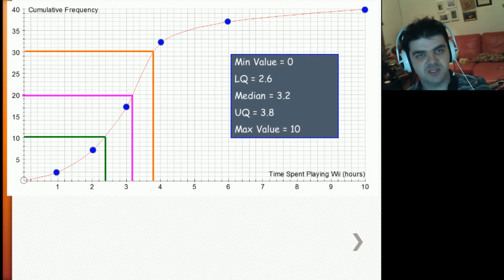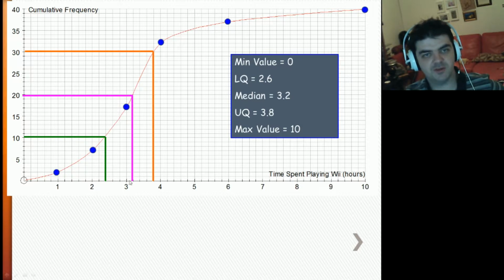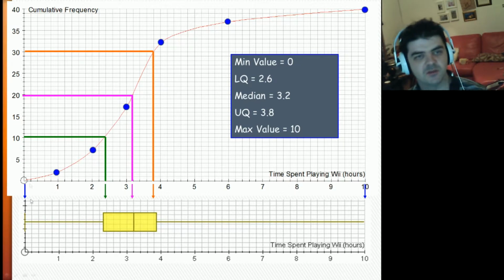Okay, so this is what our previous one looked like. And look, we had a minimum value of nothing and a highest value of 10 hours. We had a median of 3.2. We had a lower quartile of 2.6 and an upper quartile of 3.8. Our box and whisker plot looks like this. It's drawn on graph paper as before, but it looks like that.